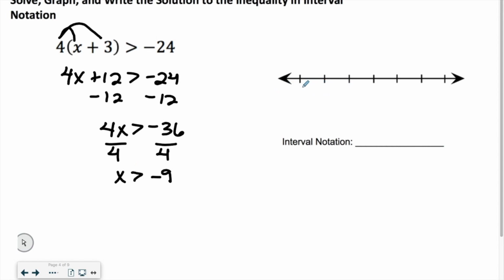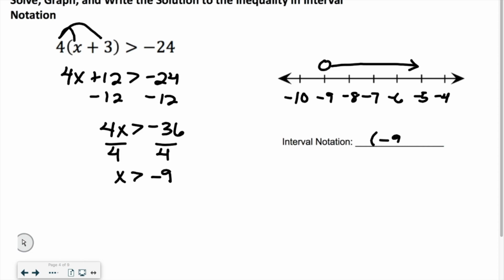So on your number line, you're not going to want to start at 0 because we don't have that many points on the line. So we can probably have like negative 10, negative 9, negative 8, negative 7, negative 6, negative 5, negative 4. So above negative 9, we're going to put an open circle because it's just a greater than sign. And we're going to shade to the right because it's greater than negative 9. So for interval notation, we start at negative 9. We have an open circle, so it's going to be a parenthesis, negative 9, and then comma, and it goes on forever in the positive direction, so we're going to use positive infinity. And we use a parenthesis when it has an open circle.